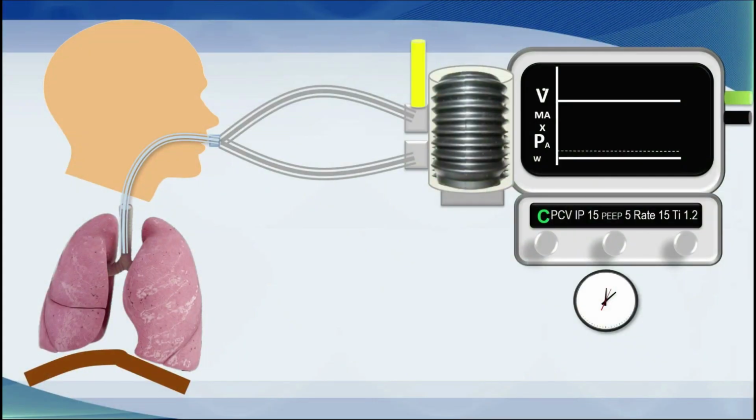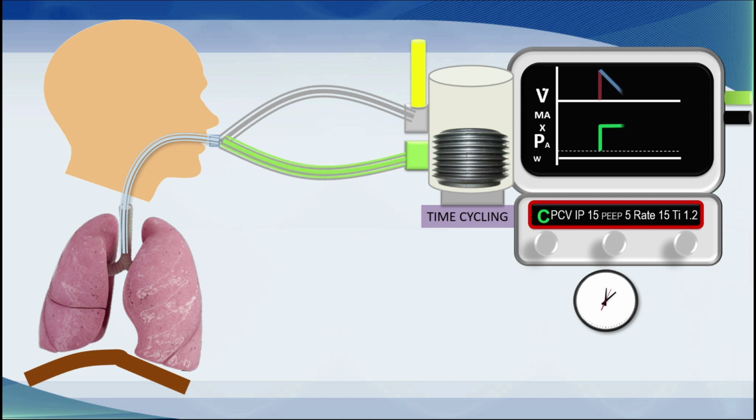So let's have a look at inspiration in pressure assist control, and we'll start with the control mode. This is pressure assist control. You will note that the inspiratory pressure has been set at 15 centimeters of water. The rate is 15 and the inspiratory time is 1.2 seconds with a PEEP of 5. The control breath is triggered by time. The gas has been blended and the breath is ready to be delivered from the bellows or piston. So let's trigger the ventilator.